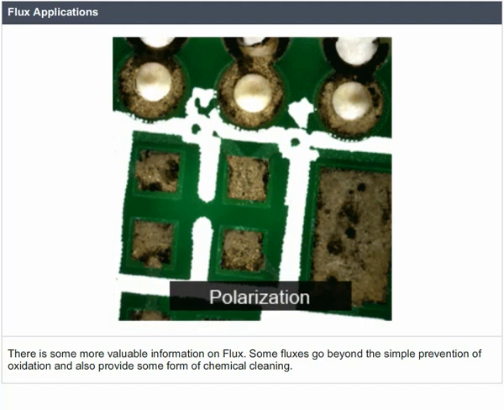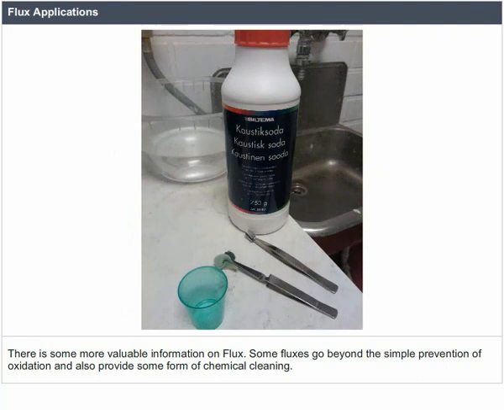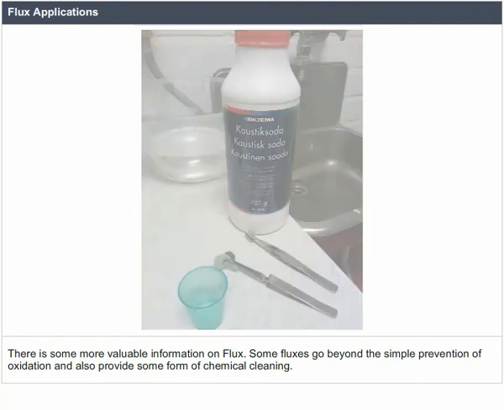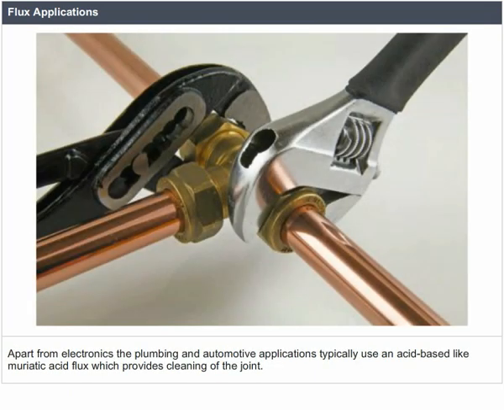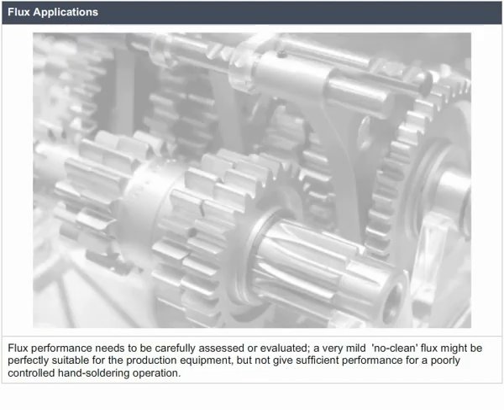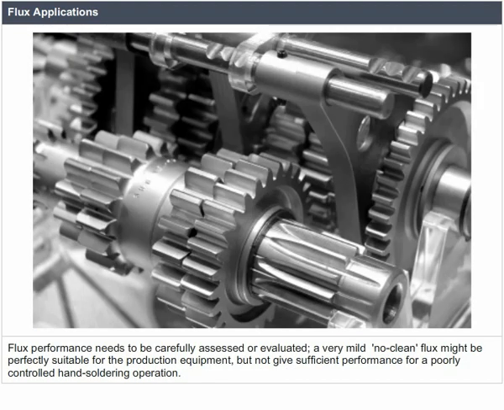There is some more valuable information on flux. Some fluxes go beyond the simple prevention of oxidation and also provide some form of chemical cleaning. The most frequent type of flux used is rosin-based, which is used in electronics. Apart from electronics, plumbing and automotive applications typically use an acid-based flux like muriatic acid, which provides cleaning of the joint. Flux performance needs to be carefully assessed or evaluated. A very mild no-clean flux might be perfectly suitable for production equipment, but not give sufficient performance for a poorly controlled hand soldering operation.